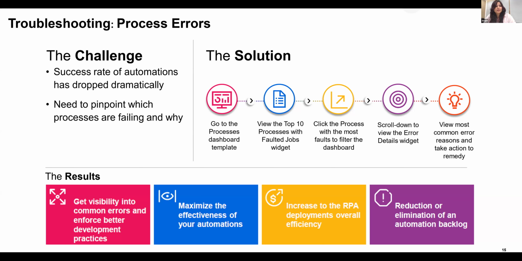And the second challenge we face is where the success rate of automation has dropped significantly. The main issue is figuring out which specific tasks or processes are failing and understanding why they are failing. This helps in fixing those problems so the automated task can run smoothly again. So for the solution, we need to look at a process dashboard.